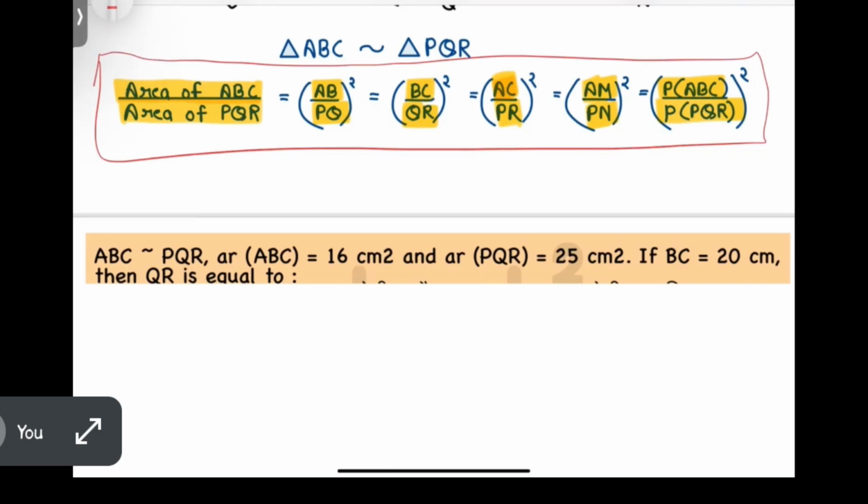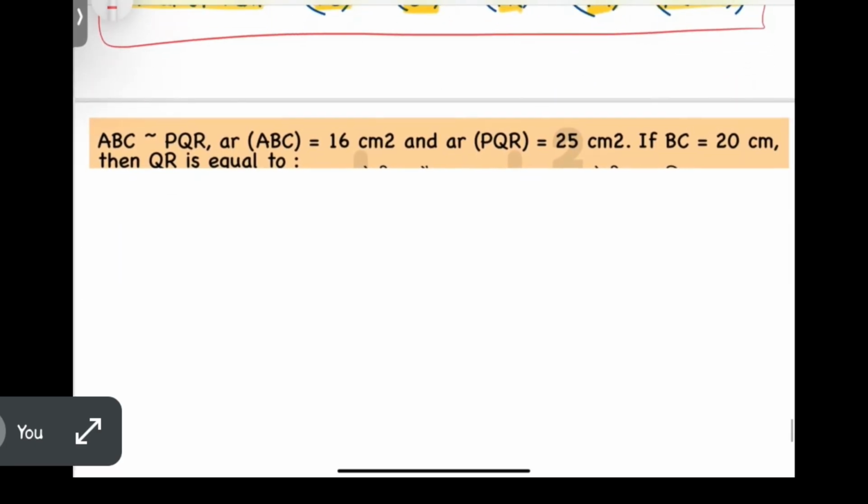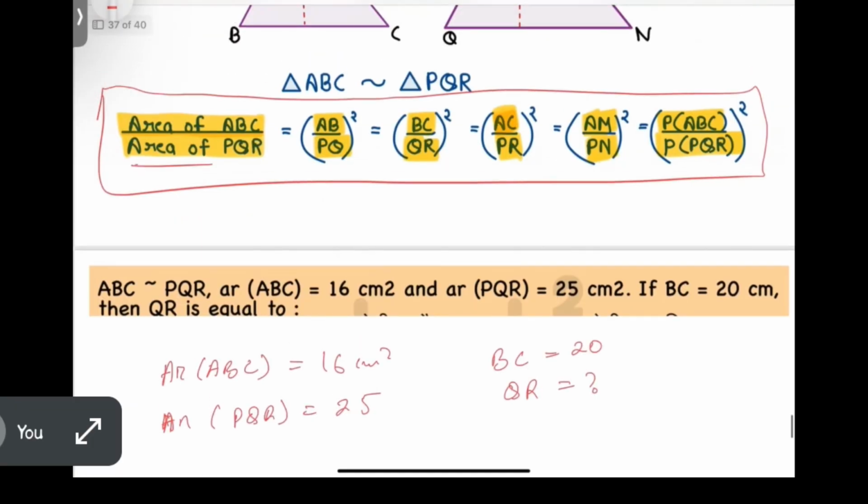So now, what is given here? The area of triangle ABC is given as 16 centimeters square, and the area of triangle PQR is given as 25. And BC is given as 20, and you also find what is QR. So it's a simple one. By this criterion, if two triangles are similar, which in this question it is given as triangle ABC is similar to PQR.